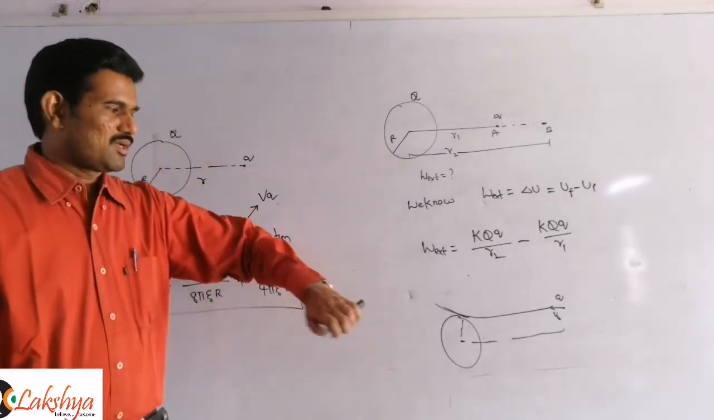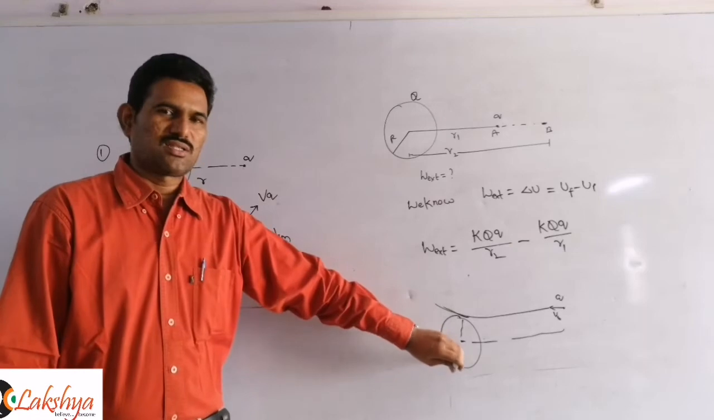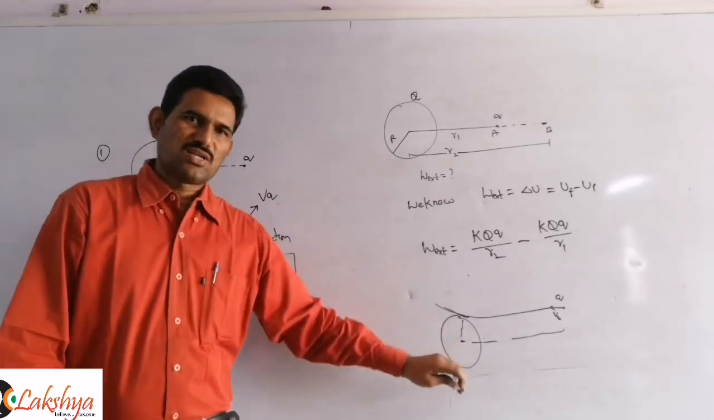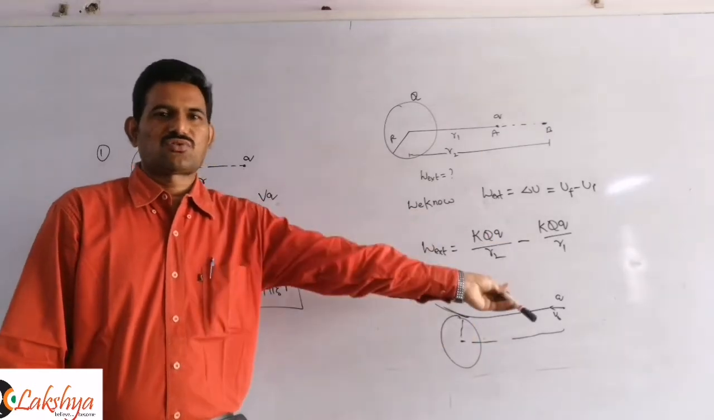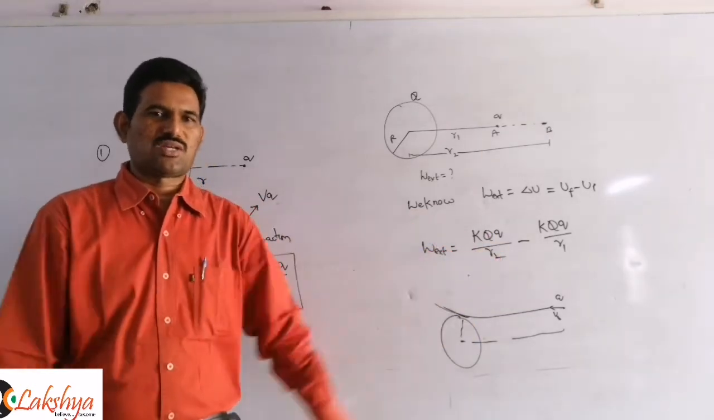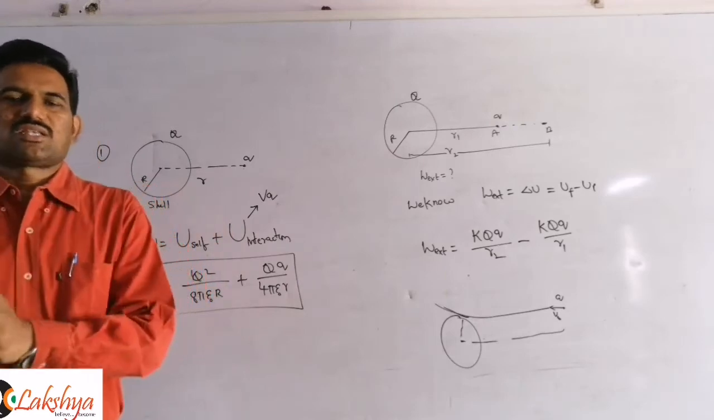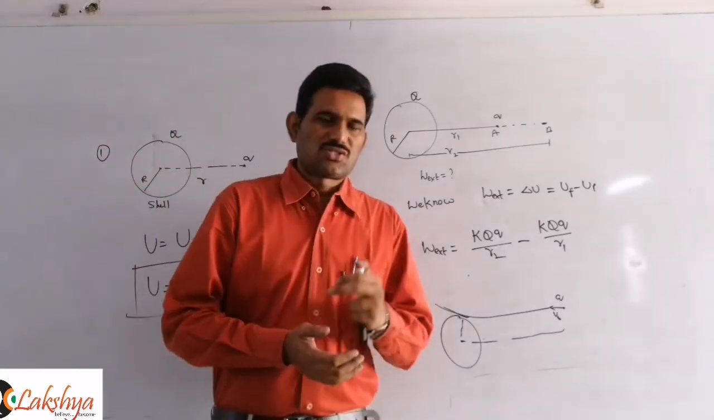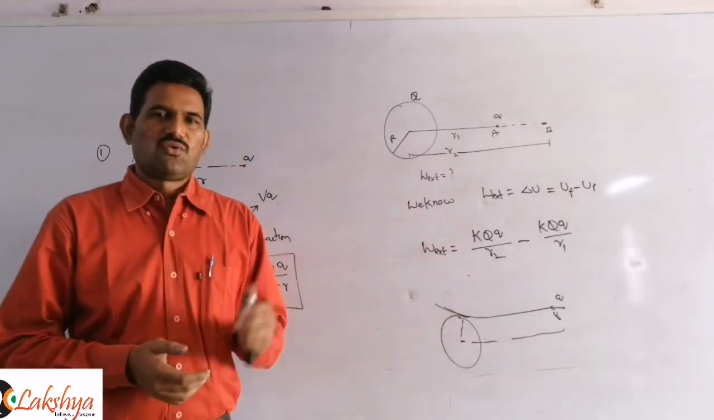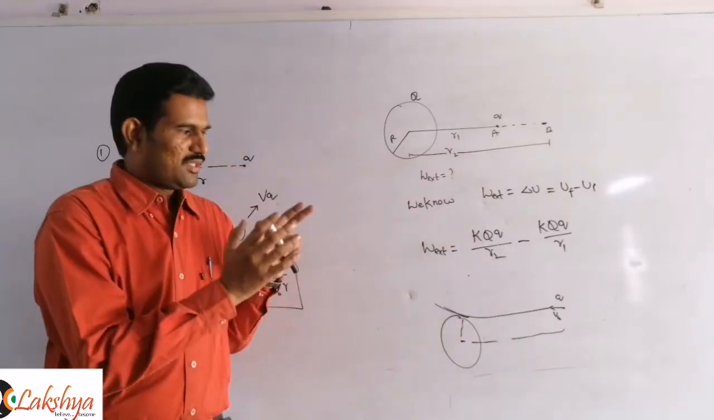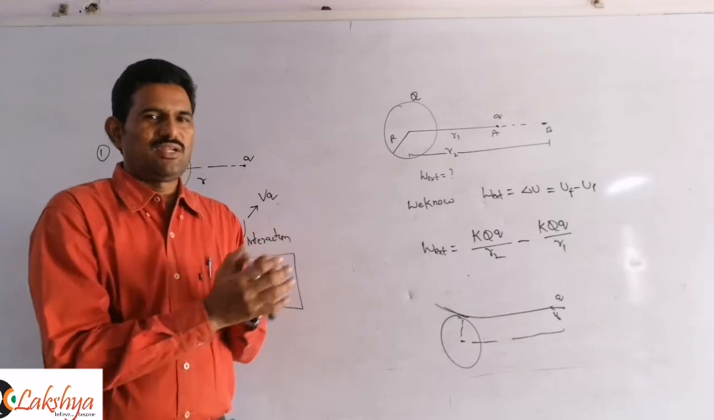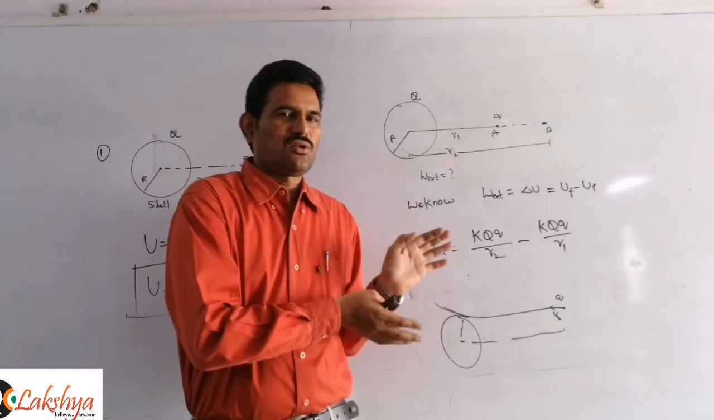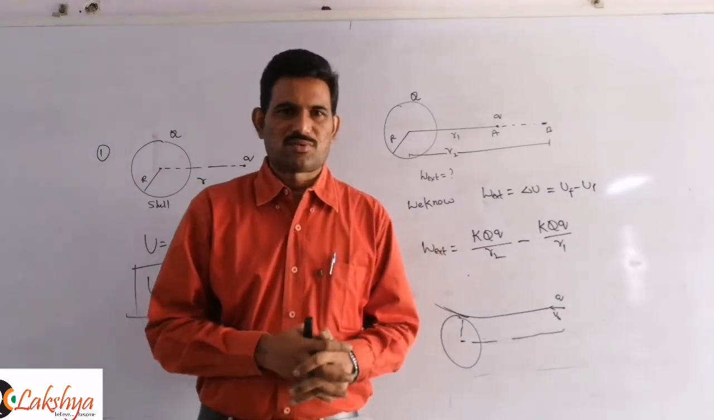In that question, we did not write the self energy of the solid sphere, because initially the solid sphere is there and finally the same solid sphere with the same amount of charge is there. That means we are not changing the charge on the solid sphere. When the charge on the solid sphere is not changing, we can conclude that the self energy initially and finally will remain the same, so there is no need of writing the self energy. In such problems, no need of taking the self energy concept.